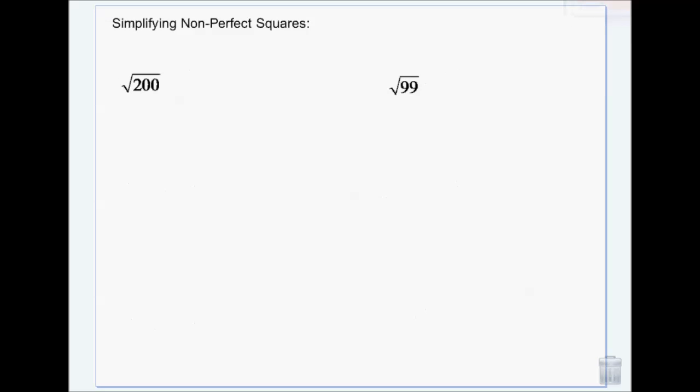When we have not perfect squares, 200 is not a perfect square, there are two ways to deal with this. We can either know our perfect squares and go, oh, well, 100 is a perfect square, and 200 is 2 times 100. So that's the same thing as the square root of 2 times the square root of 100. And the square root of 100 is 10. So this gives me 10 times the square root of 2.